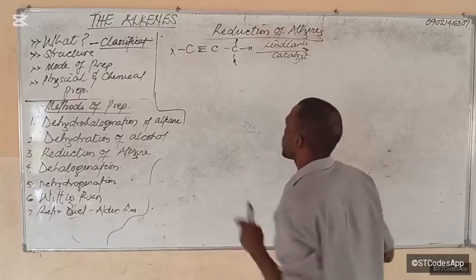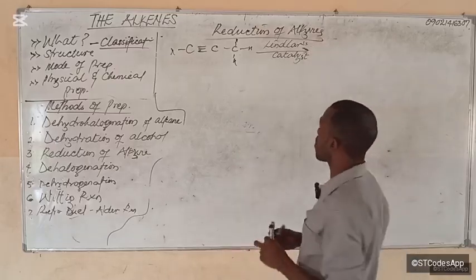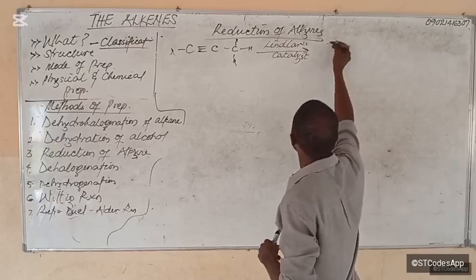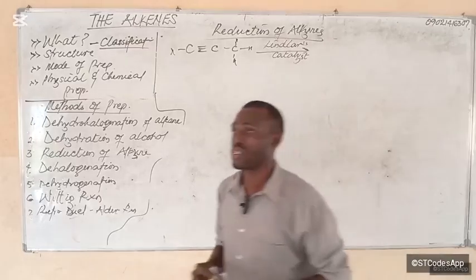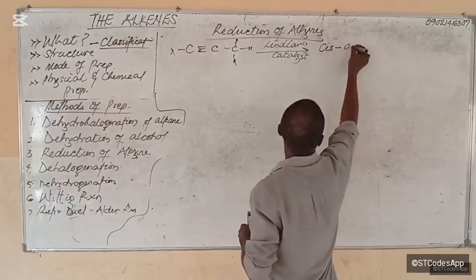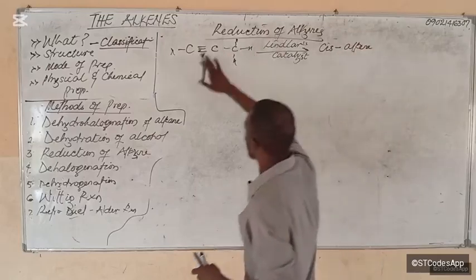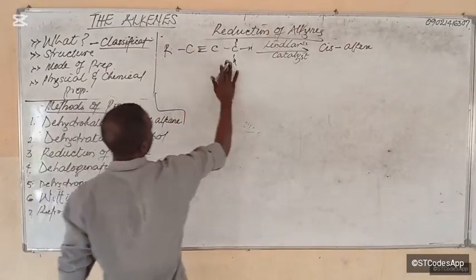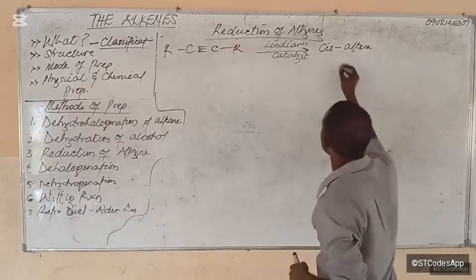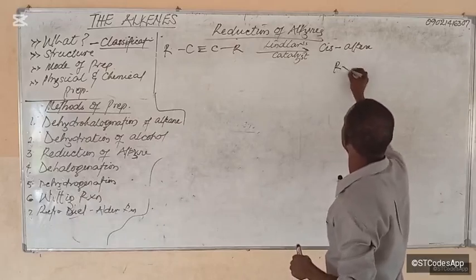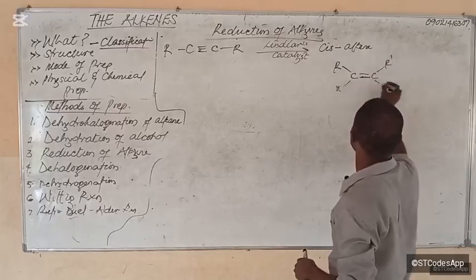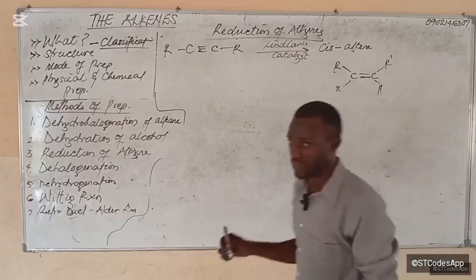Okay? Now, what will happen? Once this reduction occurs, it always gives rise to a cis alkene. For example, let's put R here and R prime here so that you understand. The cis alkene that will be formed for this case is R, C, and R prime. Does that make sense now? So this is what you form, cis alkene.